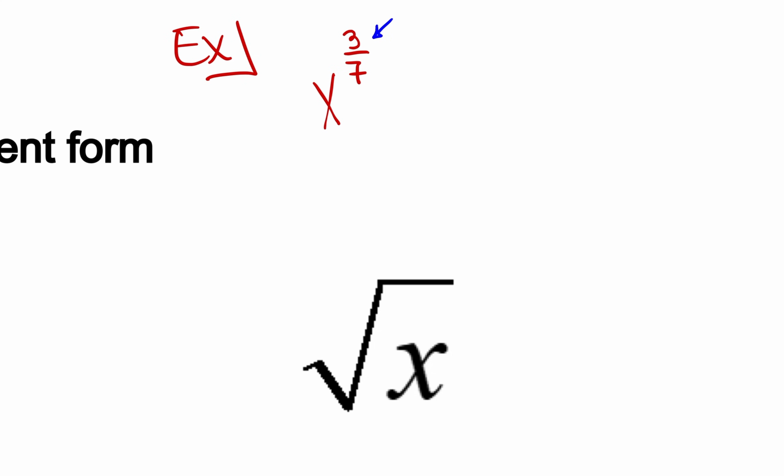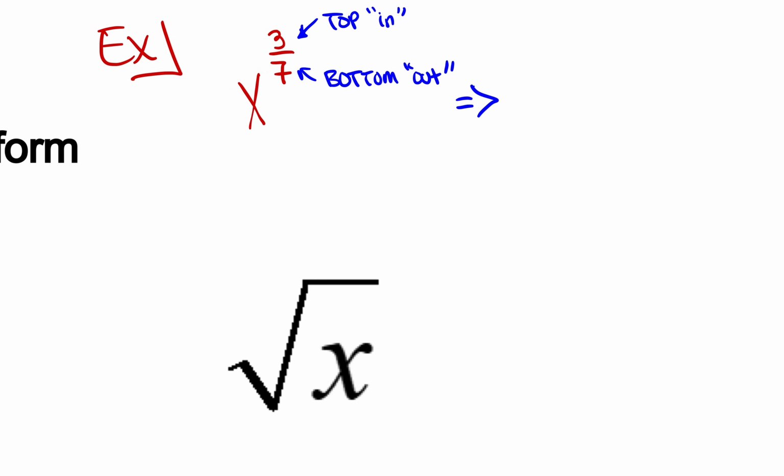So this is my top, and it's going to be inside the radical, and this is going to be my bottom. It's going to be outside the radical. So that's where I get that phrase top in, bottom out. So this is pretty much the same thing as saying this. We have a radical, right? We have our base, x. The exponent is going to be 3, right? Top in, bottom out. And that 7 is going to be right there, which indicates that we have the 7th root of x to the 3rd.